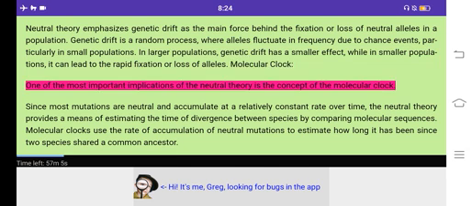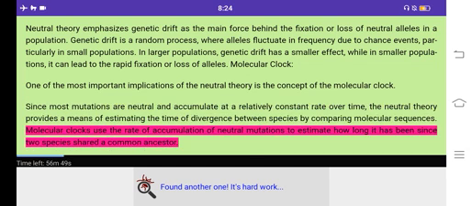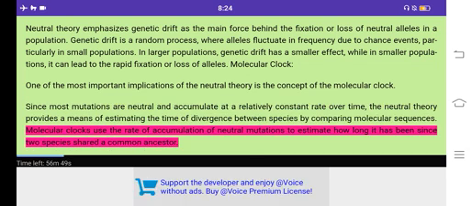Molecular clock. One of the most important implications of the neutral theory is the concept of the molecular clock. Since most mutations are neutral and accumulate at a relatively constant rate over time, the neutral theory provides a means of estimating the time of divergence between species by comparing molecular sequences. Molecular clocks use the rate of accumulation of neutral mutations to estimate how long it has been since two species shared a common ancestor.